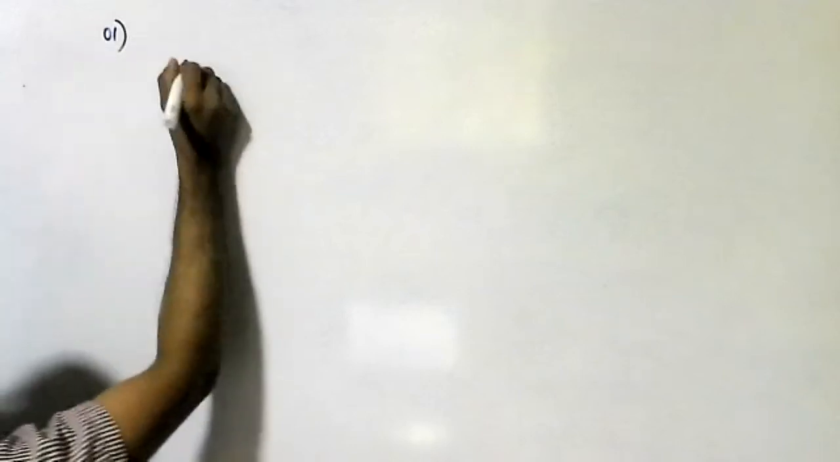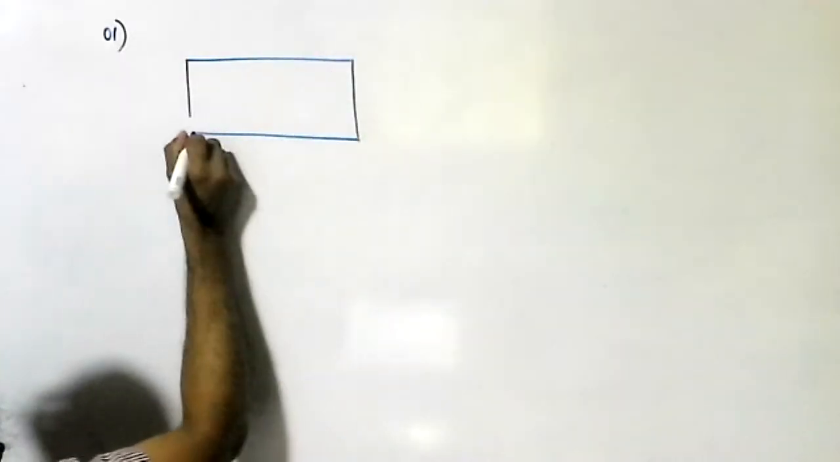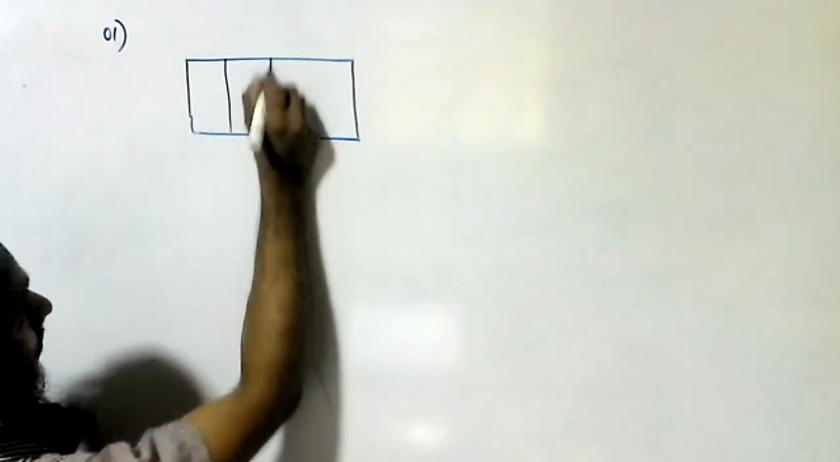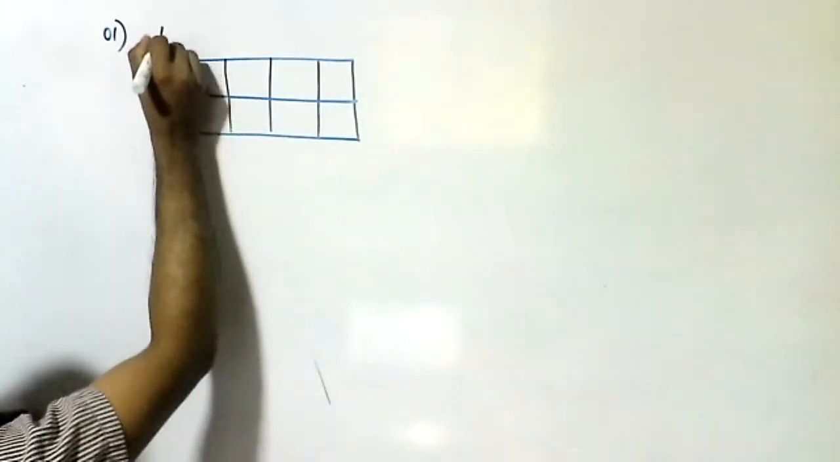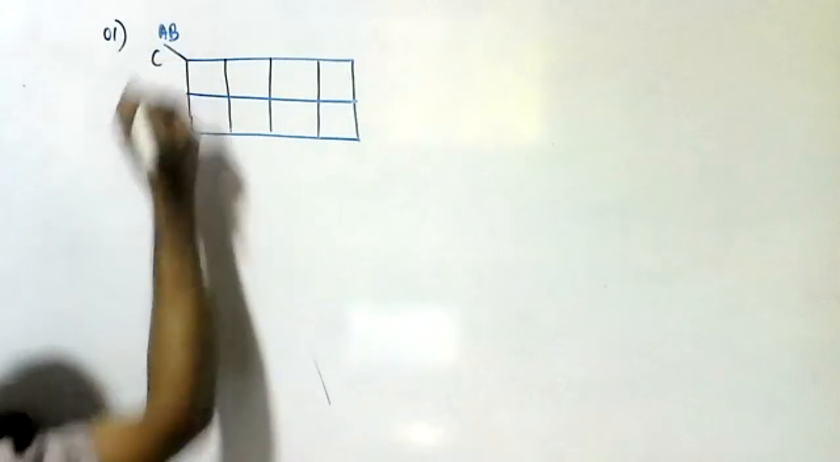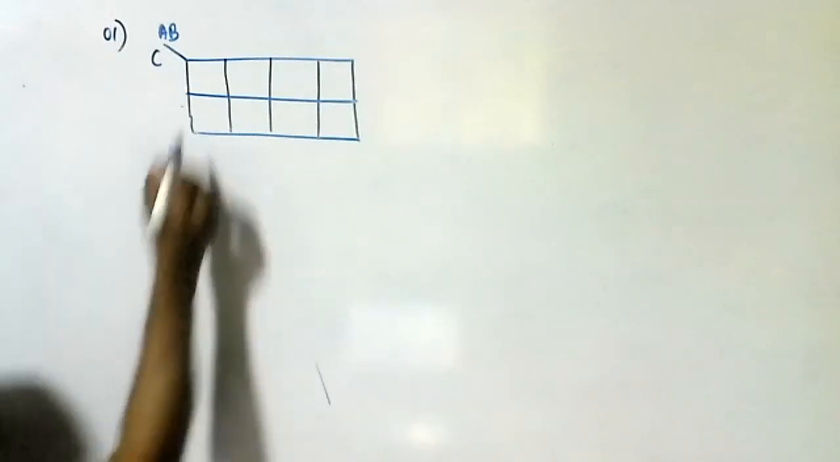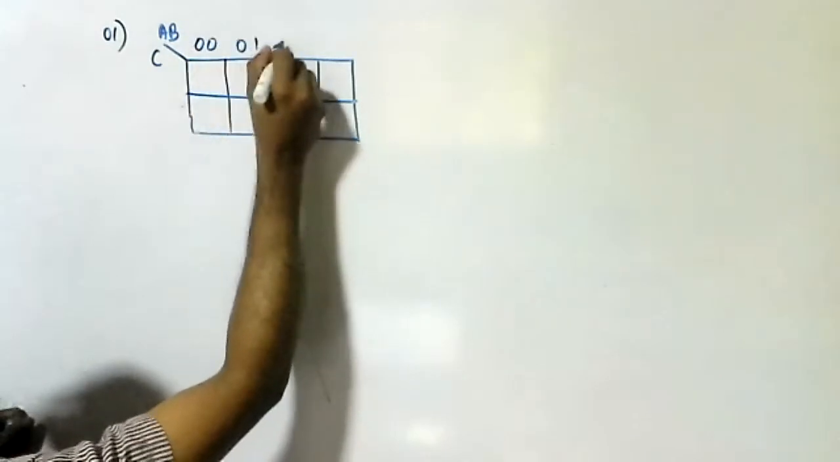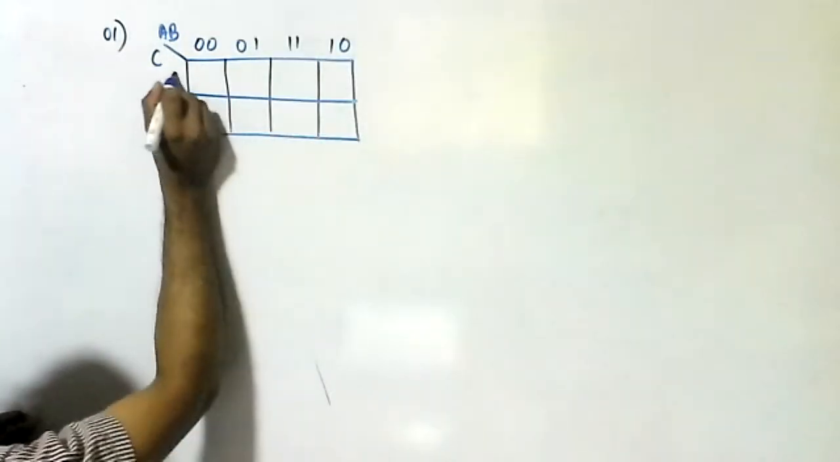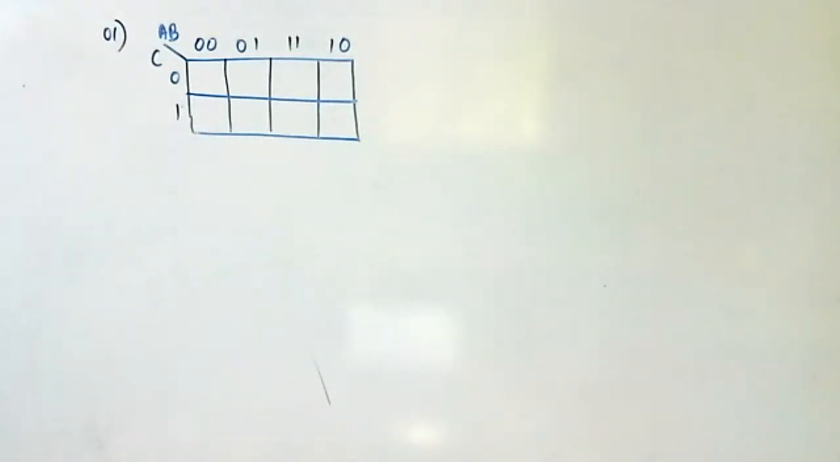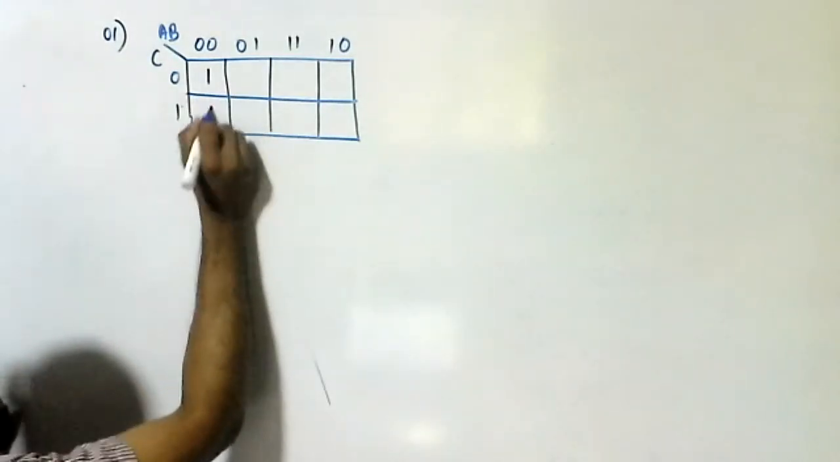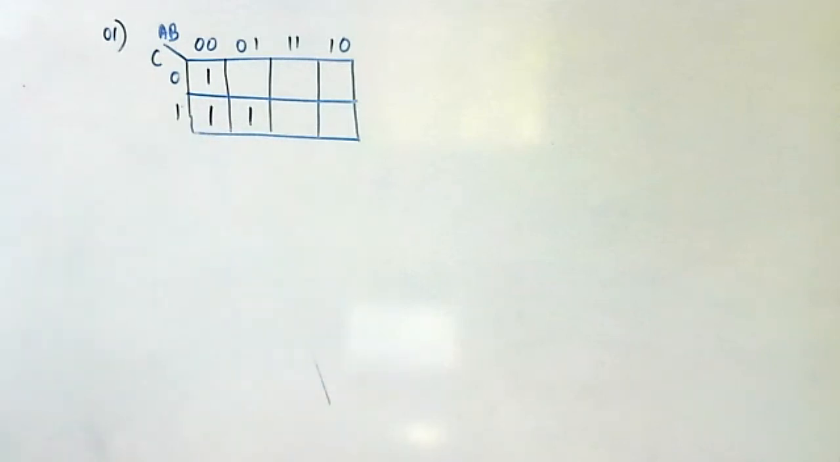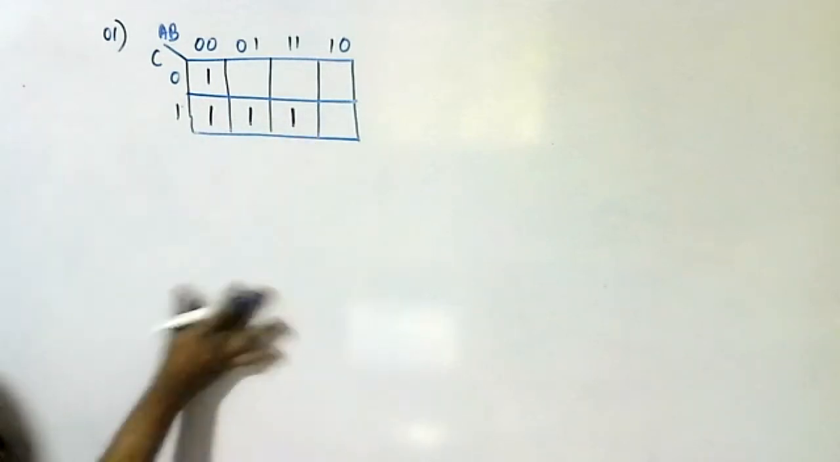I'm coming to the first question, students. First one. It's like this. 3 variables. Therefore, 8 cells we need. So 3 variables, A, B, and C. So we can write the headings like this: 0, 0, 0, 1, 1, 1, 1, 0, here 0, 1. So ones are mentioned like this here and here. That's another one here, right?